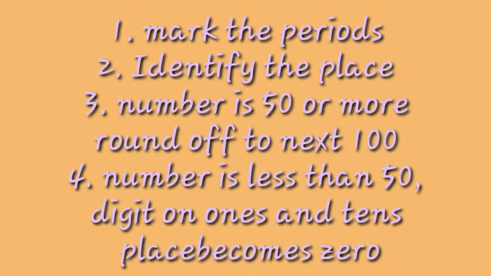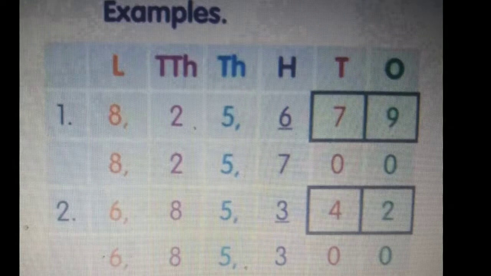Let's talk about rounding off to the nearest 100. The first step is again to mark the periods and places. Second, identify the place to be rounded off. Third, check the number formed by the digits on the right of the place to be rounded off. If it is 50 or more, the number is rounded off to the next 100. However, if it is less than 50, the hundreds digit does not change and the digits in the ones and tens places become 0. Let's now look at an example so that the concept will be clearer to you.